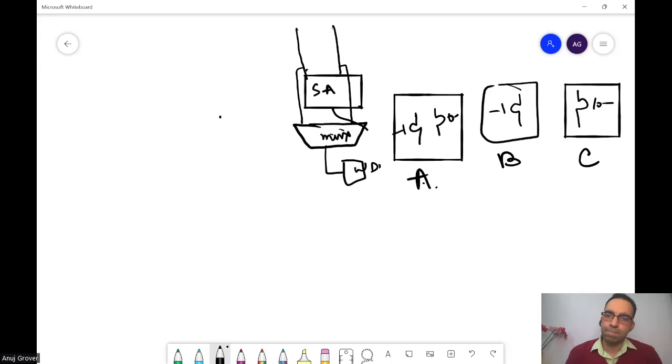Sir, B. Okay, if this was the write driver and this was the SA? Sir, then C maybe. Then C. C, sir. Okay. So do you realize those decisions will also have an impact on how you would design your column decoder?